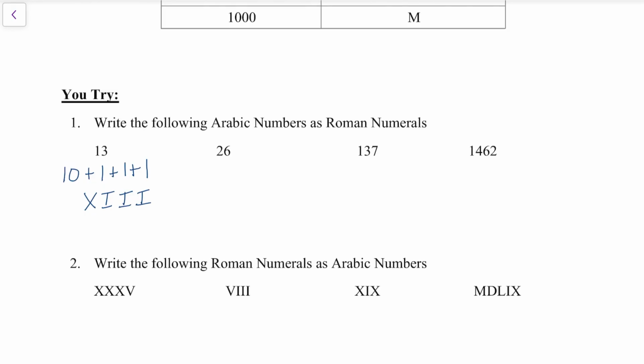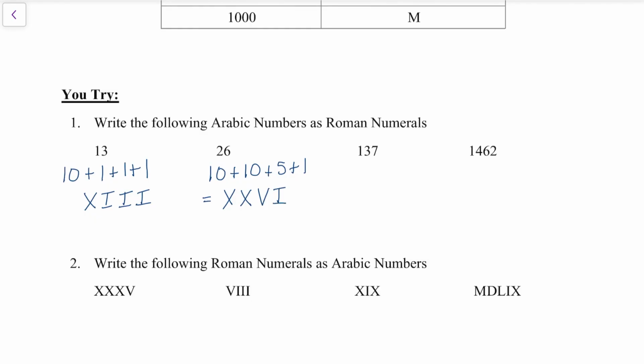Okay, so let's take these up and see how you did. So again, I want to write 26 using the addition of tens, fives, and ones. And so 20, I'm going to do 10 plus 10. And then to get to 6, I'm going to do plus 5 plus 1. So let's write that in Roman numerals. We're going to have X, X, V, I.